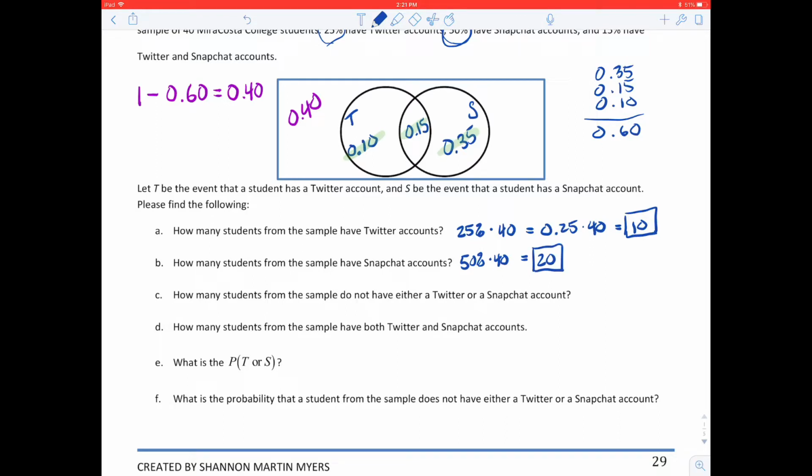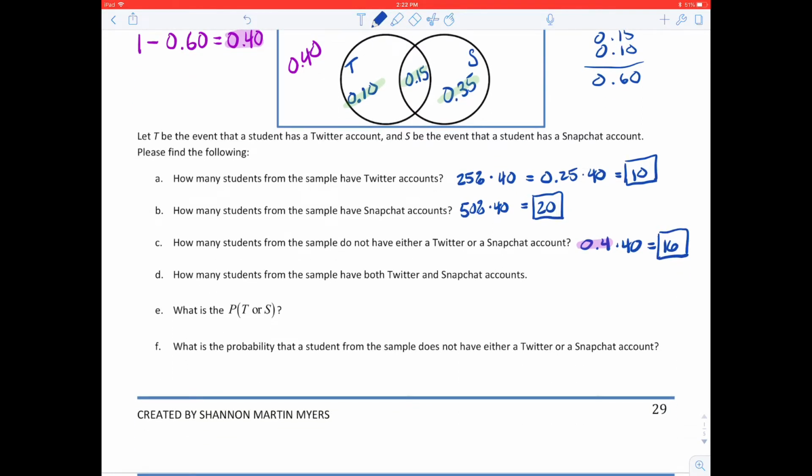Okay. All right, how many students from the sample do not have either a Twitter or a Snapchat account? Well, remember we figured out up here that 4/10 of the students, or 40% of the students, don't have either Twitter or a Snapchat account. And again, we need to multiply that by the number of students in the sample. And so that would be 16. And that again, we found over here. We're on a roll, everyone.